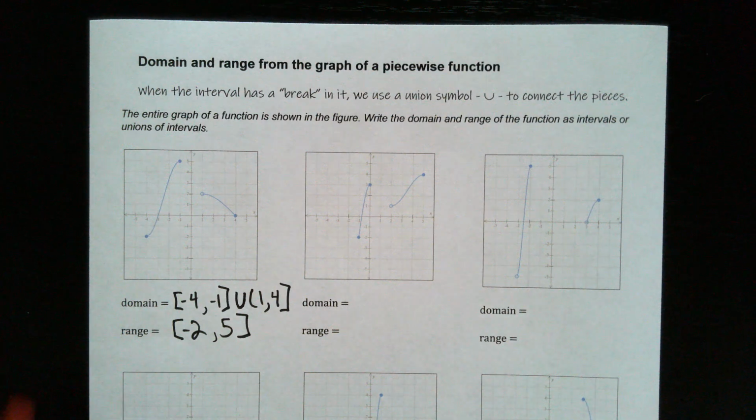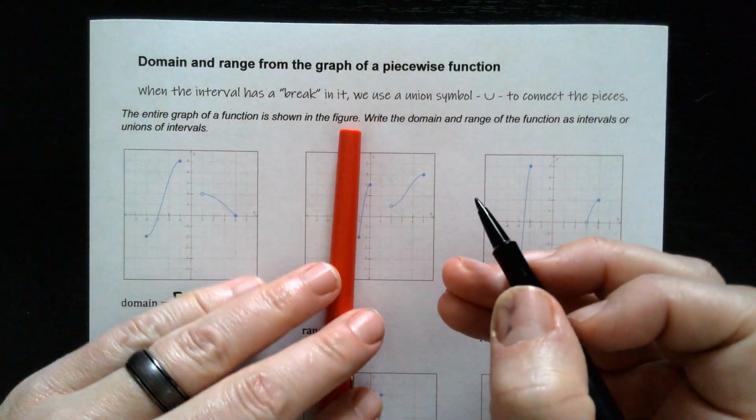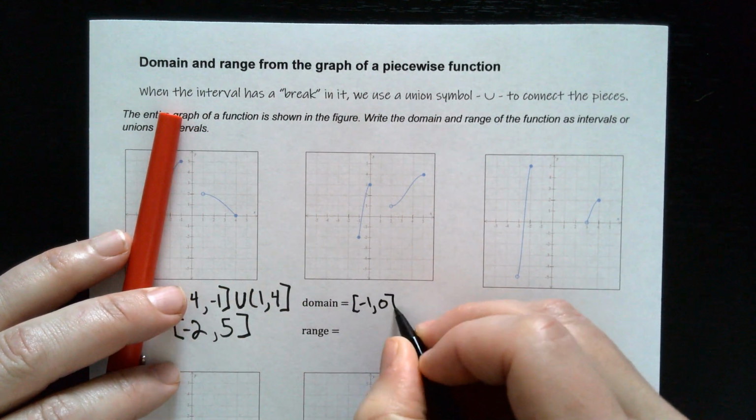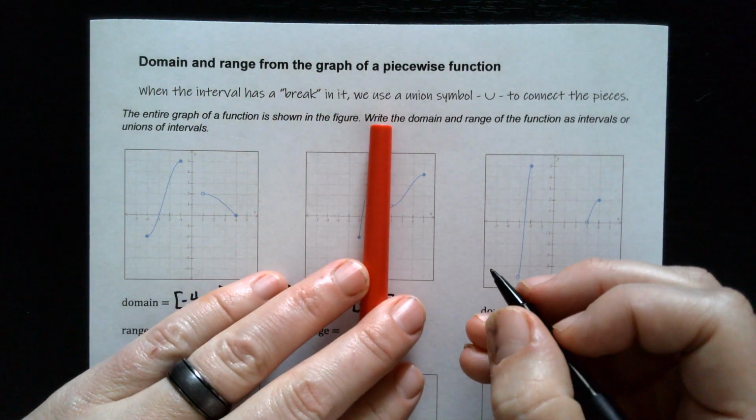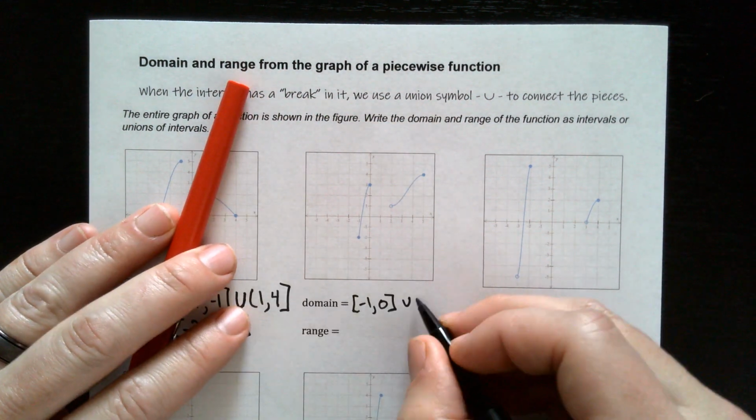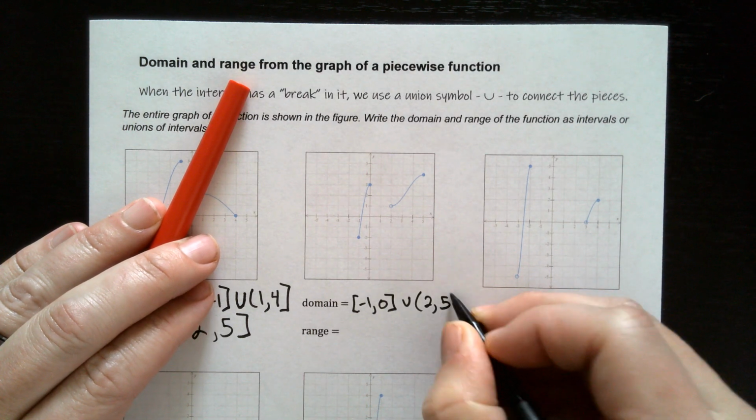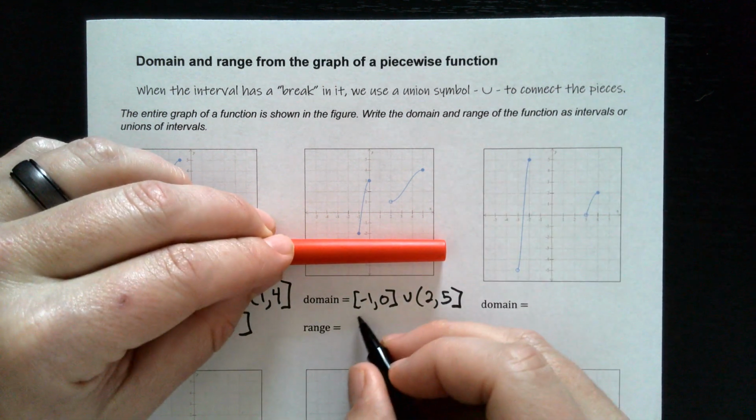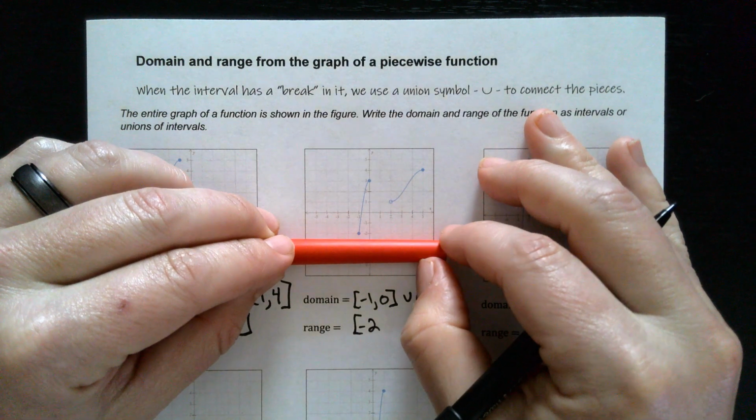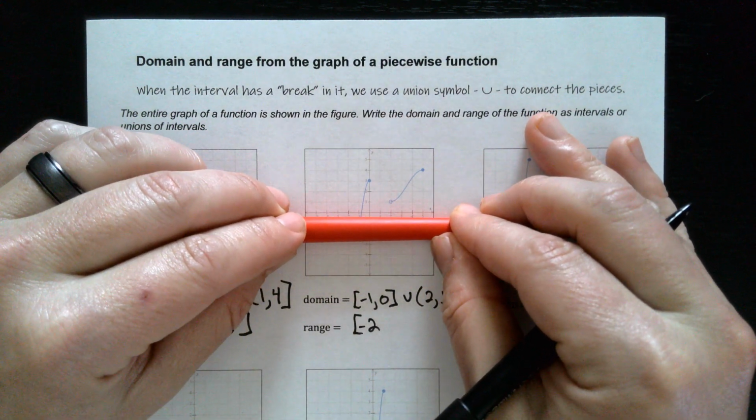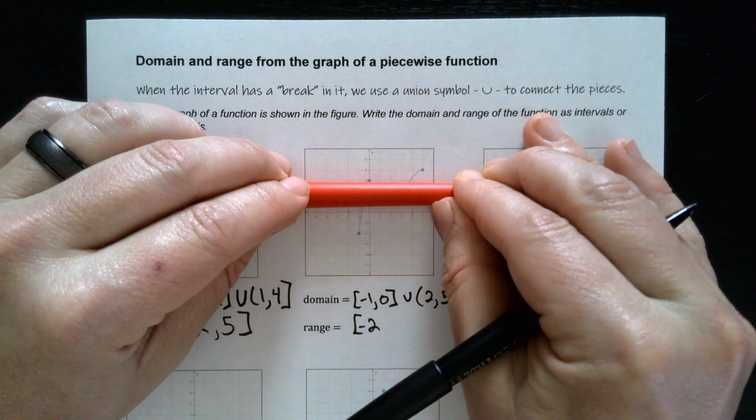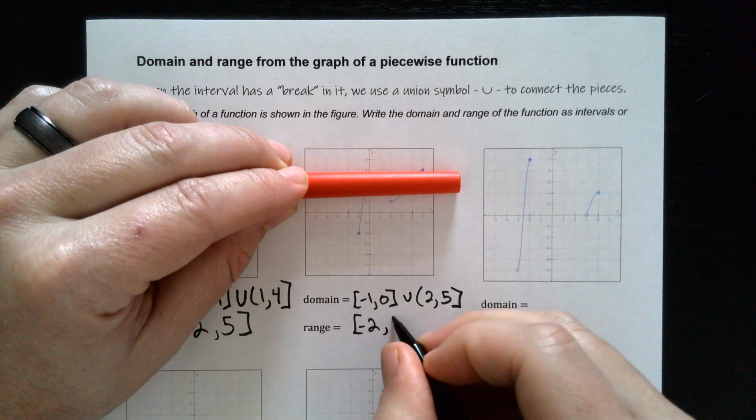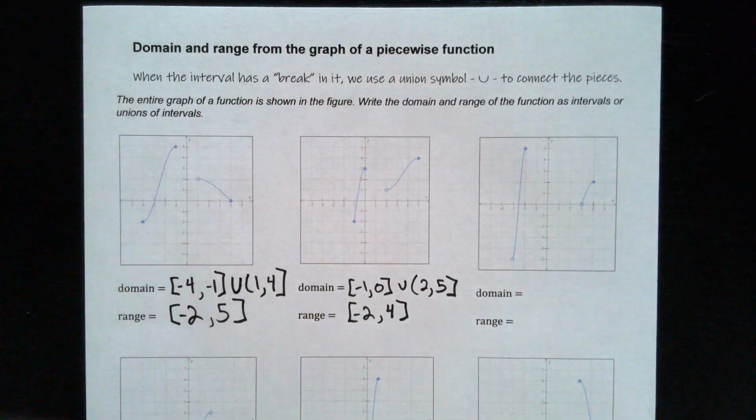Okay, let's look at the next one. So domain looks like we go from -1 to 0 included. And then it starts again at 2, not included, to 5 included. 2 to 5 bracket. Okay, and then the range starts, the lowest point of the graph is -2 included. And then move up until we're not hitting any graphs. We're hitting one graph right now. Now we're hitting two graphs. Now we're only hitting the one graph. And if you go past this, you won't be hitting any graphs. So the highest point is 4. And that is included because it's a solid dot.